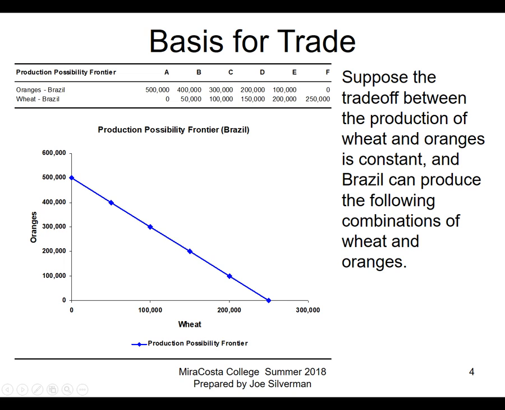Because the slope of Brazil's production possibility frontier, this is one with constant opportunity cost, is -2. In other words, for each orange that Brazil sacrifices, they only get half a wheat. Or if Brazil wants to pick up one more wheat, they have to give up 2 oranges. So oranges are something that Brazil is actually comparatively better at producing than wheat, compared to the United States. So Brazil has a comparative advantage in producing oranges. So therefore, it is possible for both these two countries to trade in a way that'll work out well for both of them.